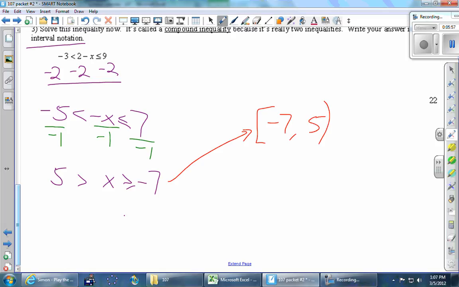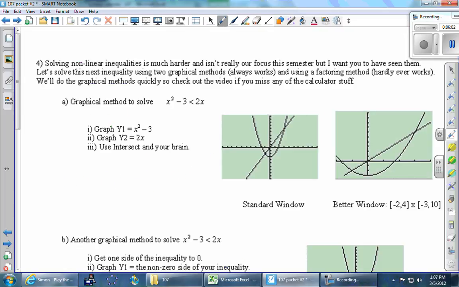Okay, so when you're ready, we'll move to the next page. And we'll go to 4. I think we're up to Iris. Iris? Number 4.